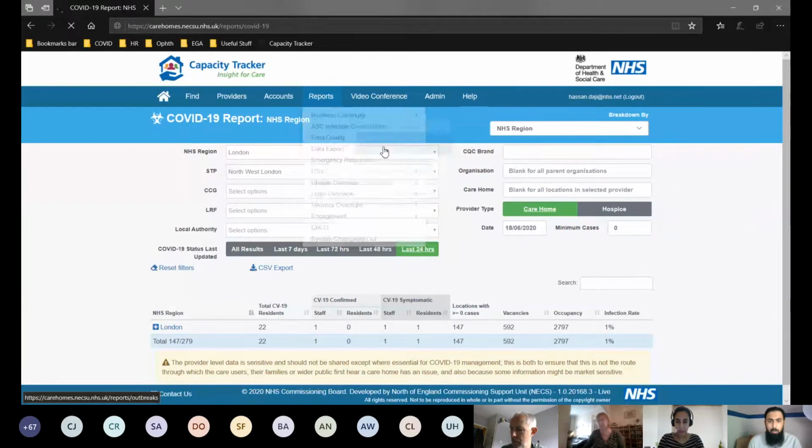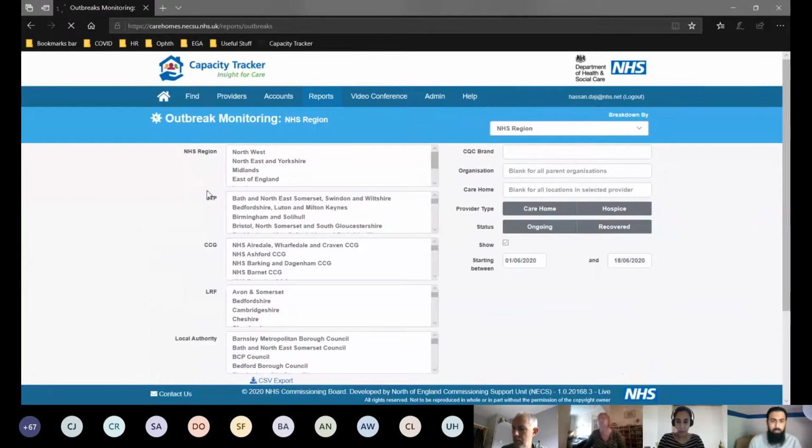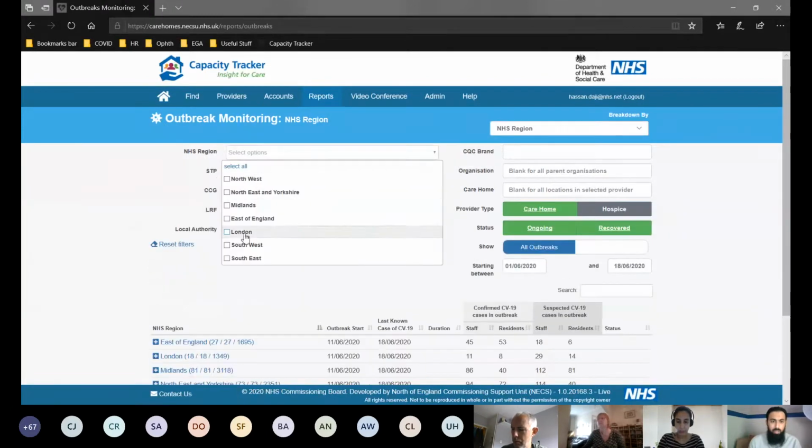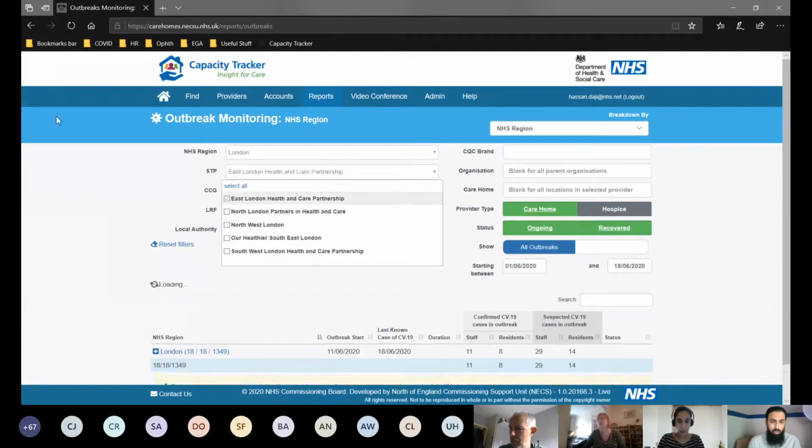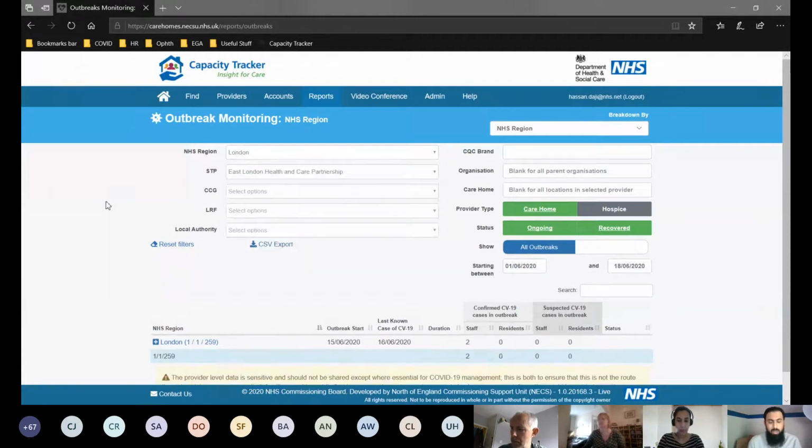Separately, we have an outbreak monitoring report. So again, we'll just pick on an STP.